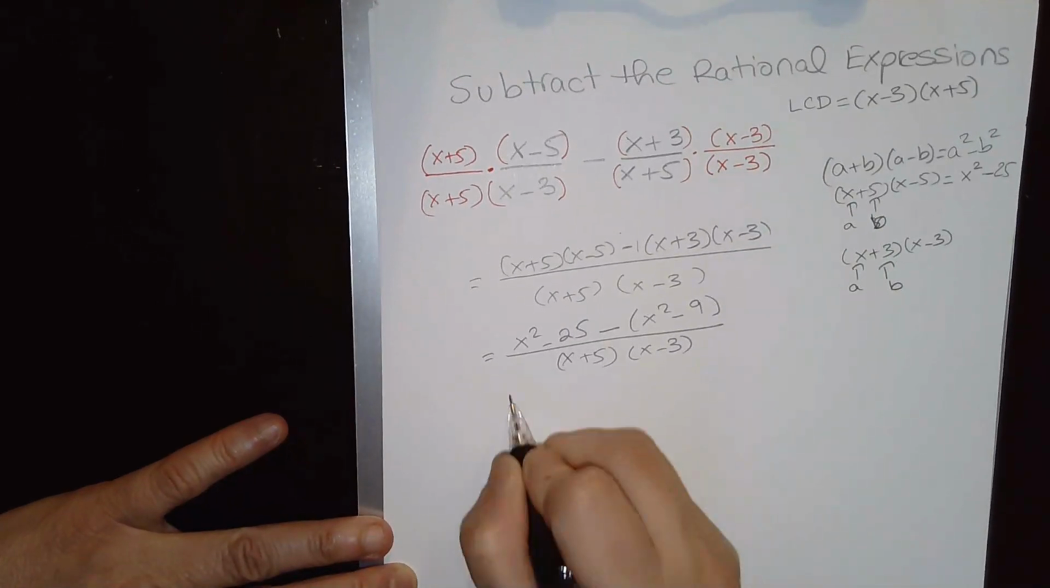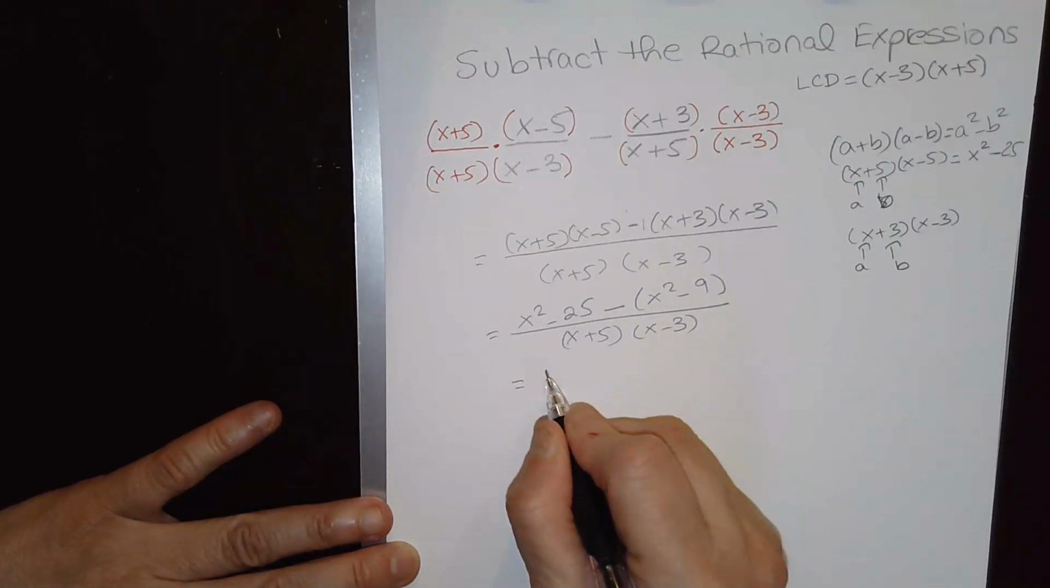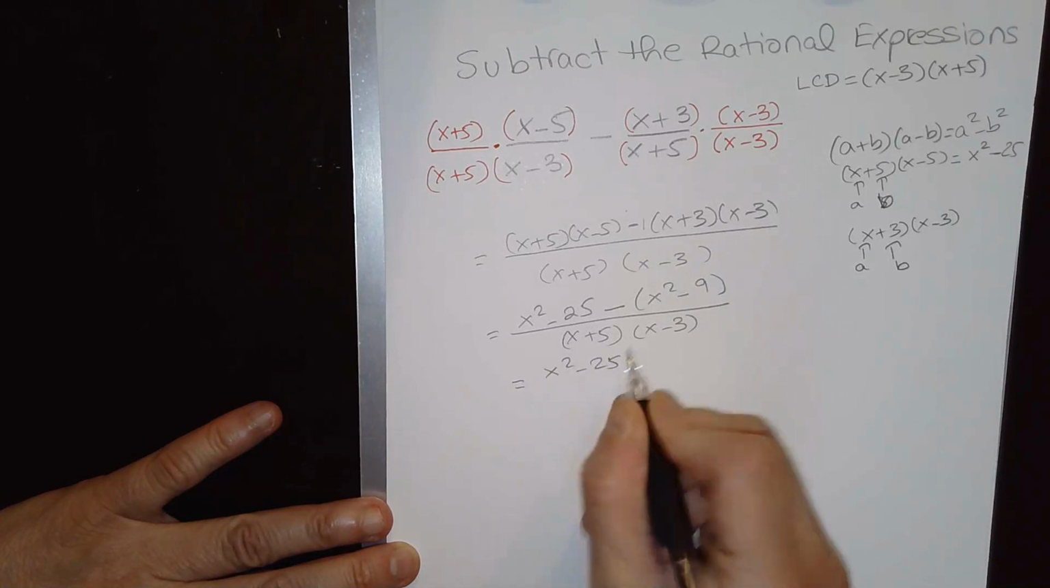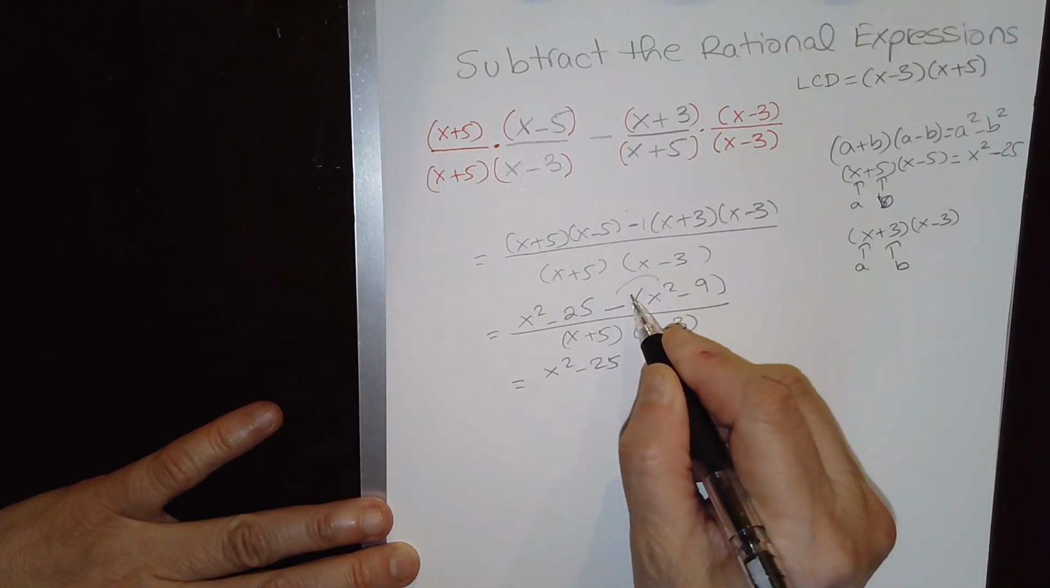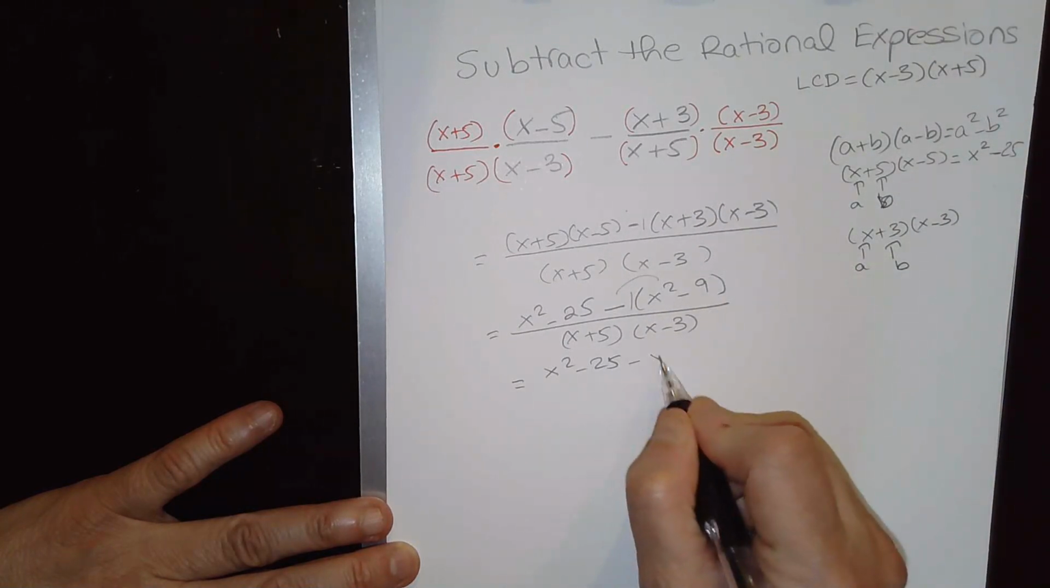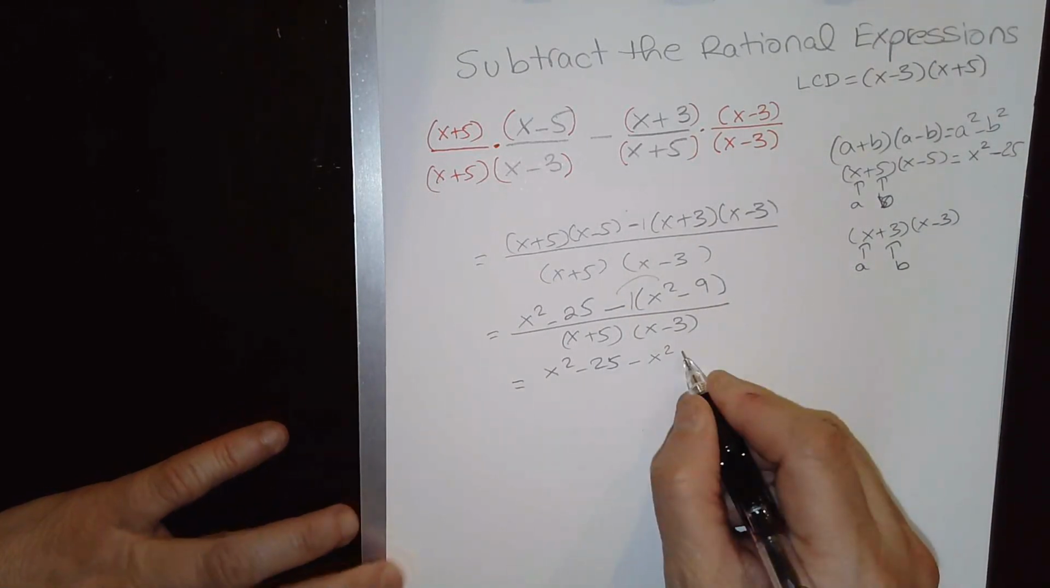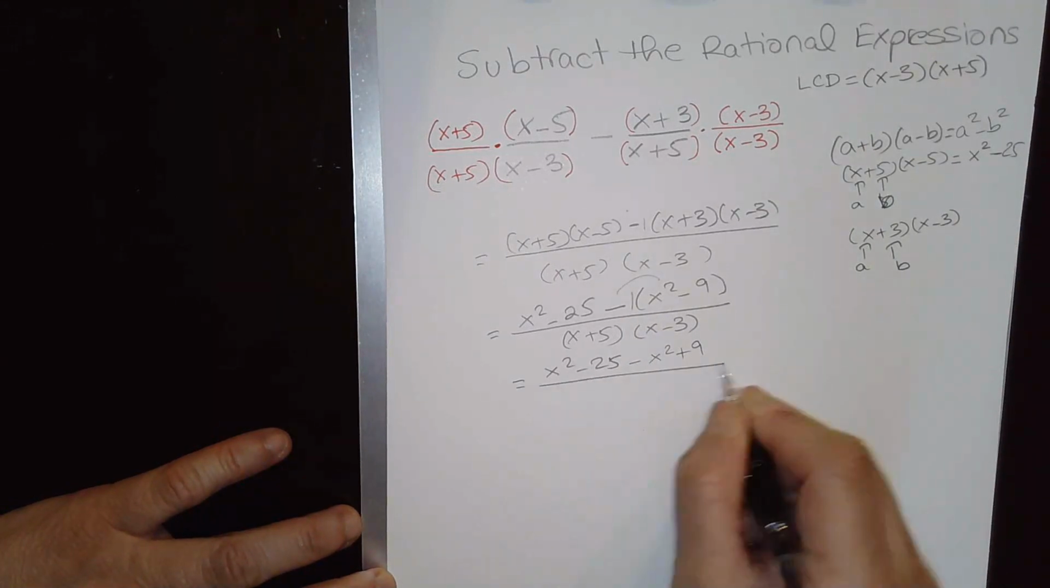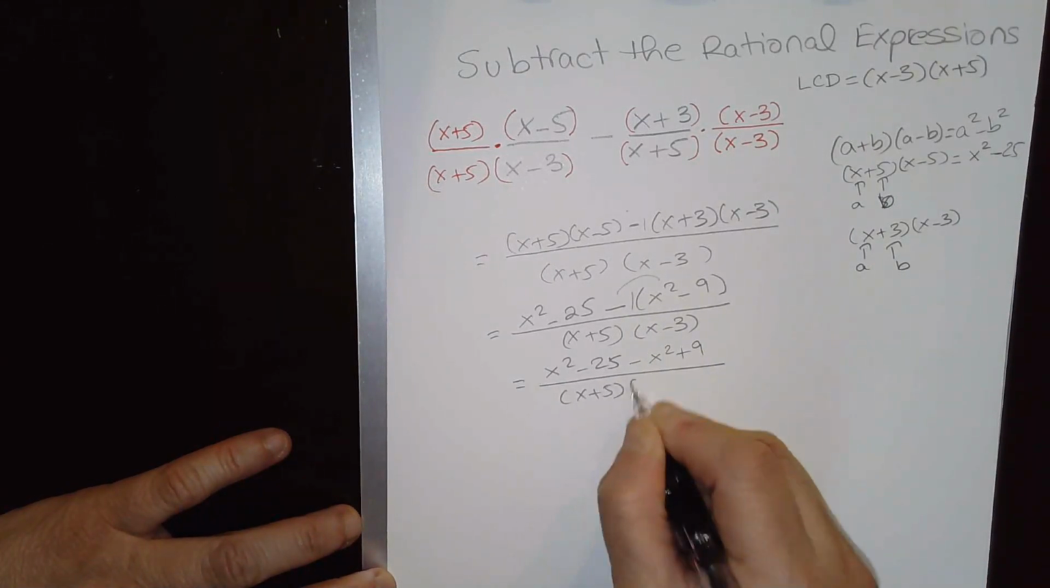And let's go ahead and simplify the numerator. You have x squared minus 25. Distribute the negative. You can imagine the negative 1 here. Negative 1 times x squared is negative x squared. Negative 1 times negative 9, that's plus 9, over (x plus 5) times (x minus 3).